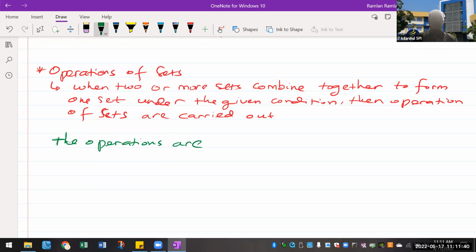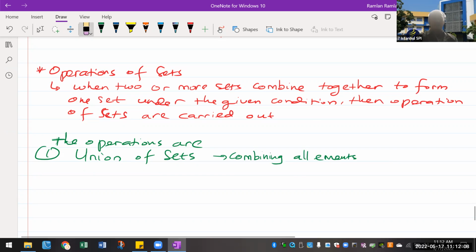The first one is what we call the union, the union of sets. Union means combine. If I write down the definition, it's just combining all elements from the sets.